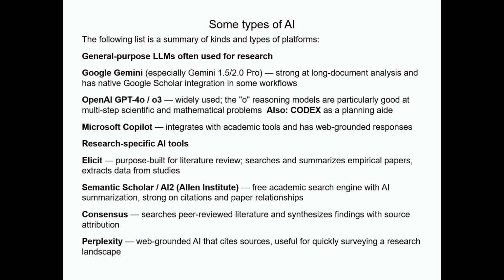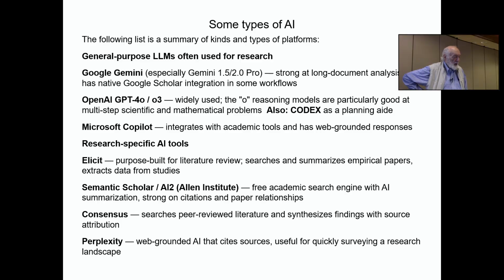Now here are the various types of AIs. General purpose LLMs, where LLM is a large language model, often used in research: Google Gemini, OpenAI's ChatGPT 4, now they're on to 5. It also has Codex as a planning aid. Microsoft Copilot has one.